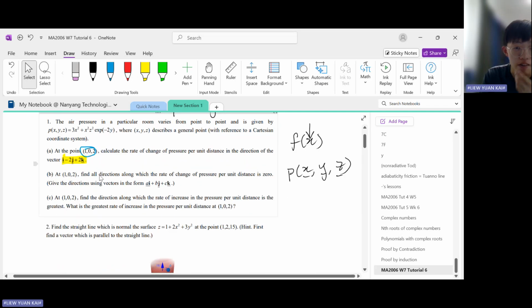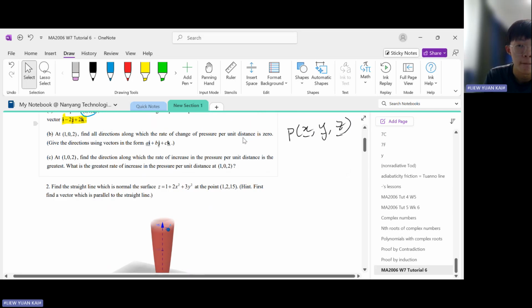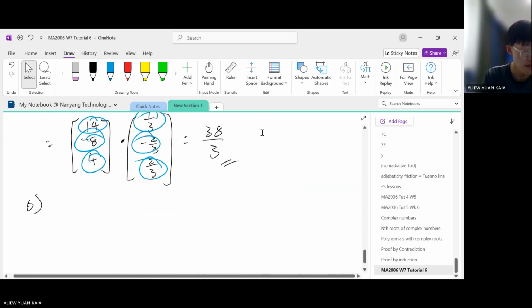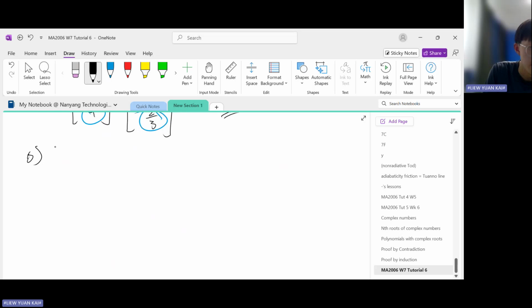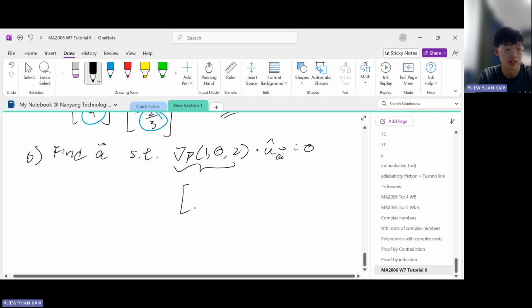At the same point, find all directions along which the rate of change of the pressure per unit distance is 0. So we want to find a vector such that its rate of change of p at this point is equal to 0. And just now we already found this, which is this vector.